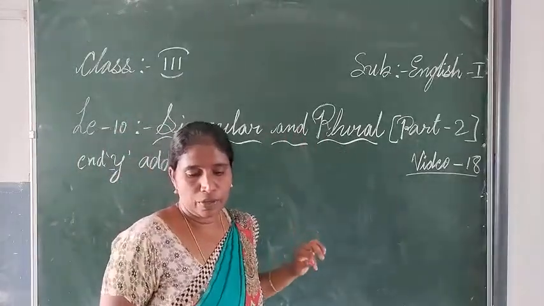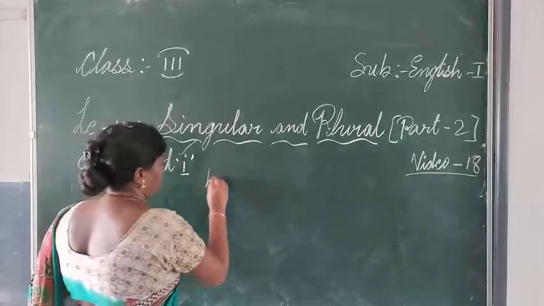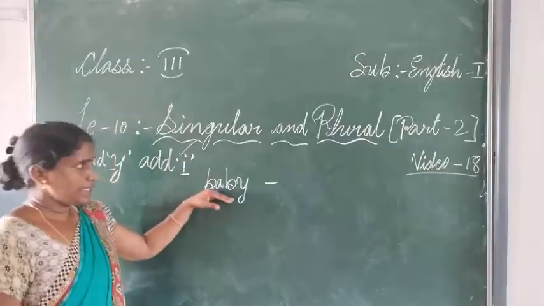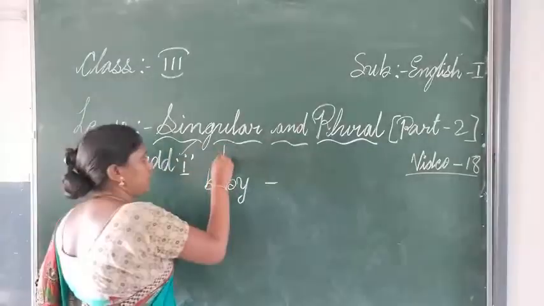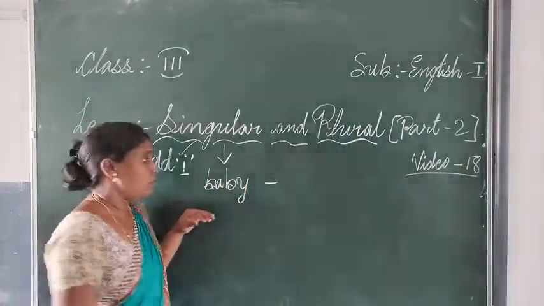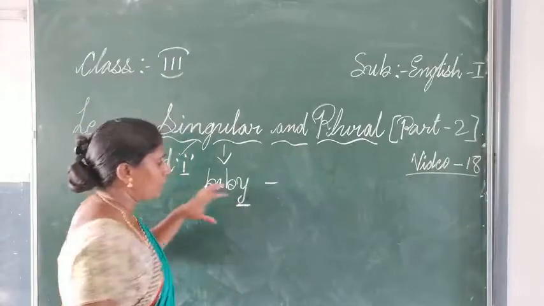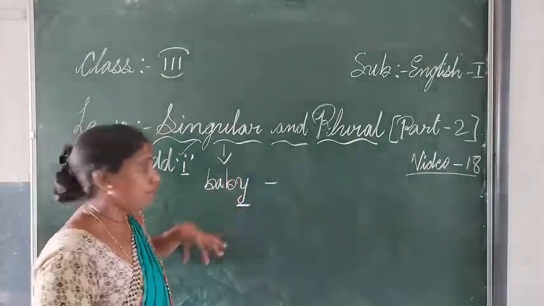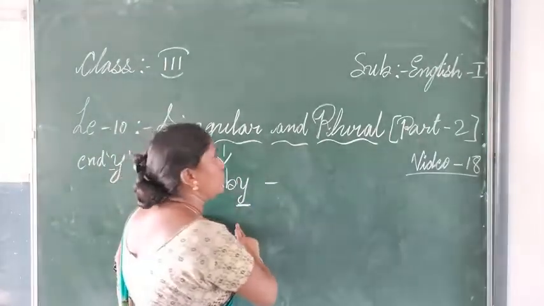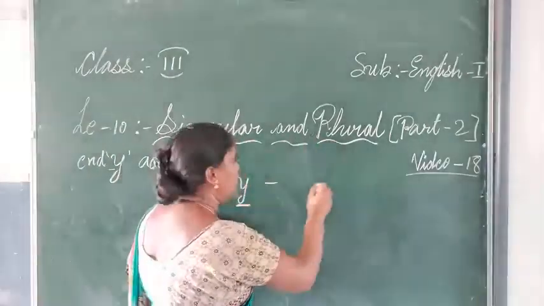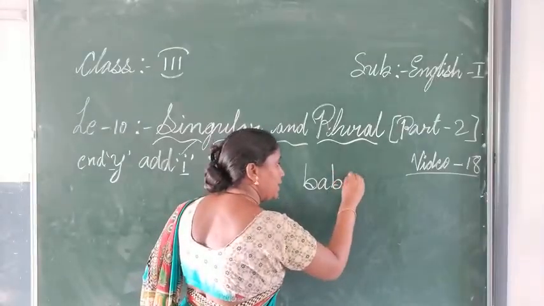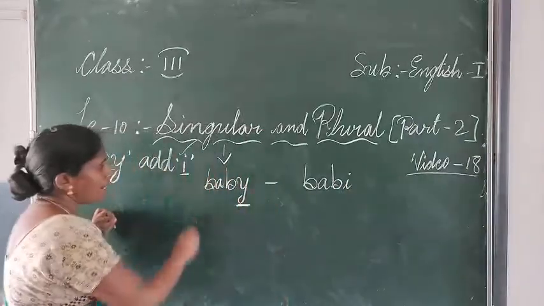For example, we will take baby. B-A-B-Y, baby. This is singular. Here, at the end of the word, what letter is there? Y. When we want to change this into the plural, what will we use? B-A-B-I. We will use i.